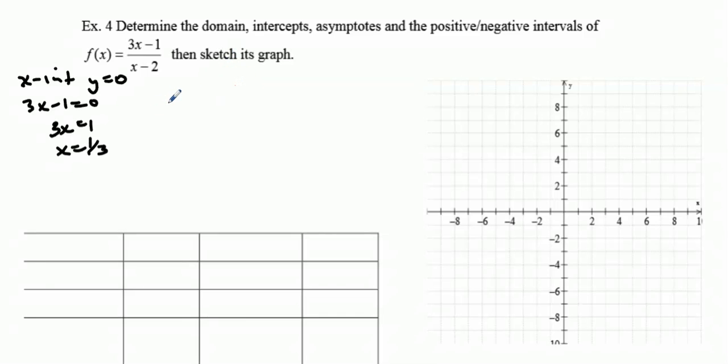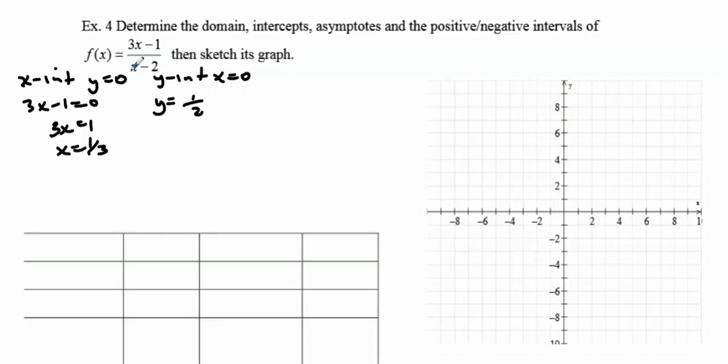So there's an x-intercept. For the y-intercept, x equals 0, that's easy, so the y-intercept would be 1/2. We put in 0 and 0 here, and we end up with 1/2.